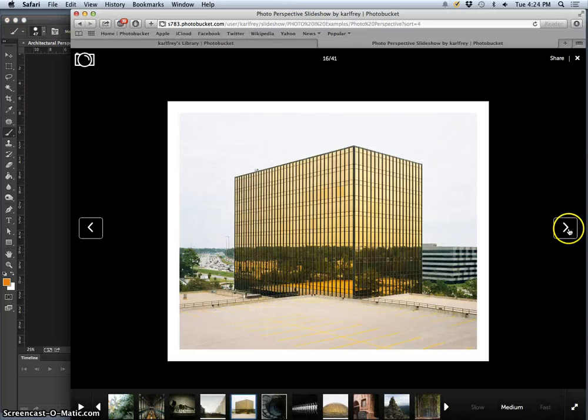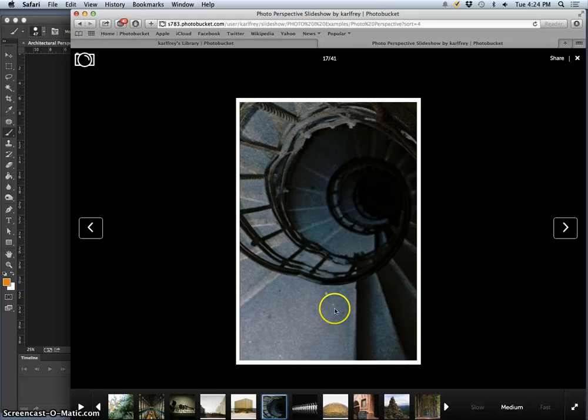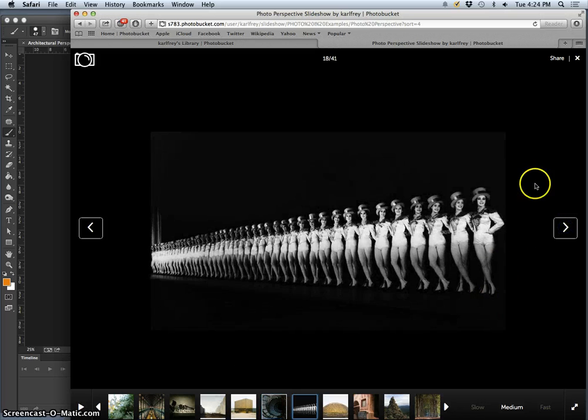Okay, with those kinds of uses of perspective in mind, we get an appreciation for these very forced perspective shots. So this is a one-point perspective, but so extreme because every step of the spiral staircase is angling towards the vanishing point, like flower petals coming out. Or an early shot of the Rockettes, right?